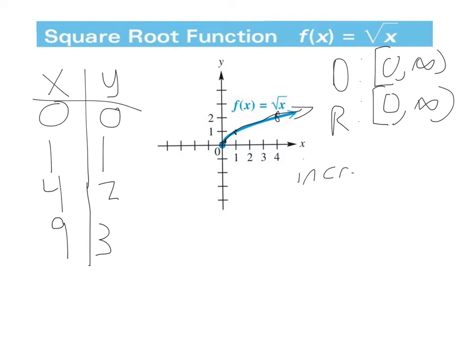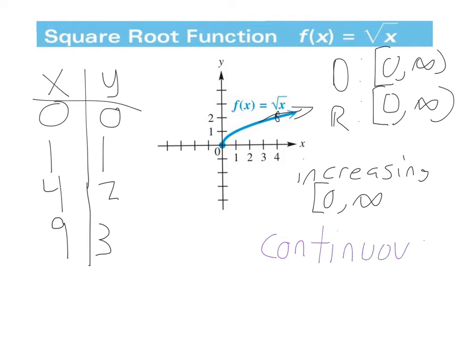Okay, it's increasing over the entire domain from 0 to infinity, because as the x values are increasing, the y values are also increasing. And it's also continuous on the entire domain. As you notice, there are no discontinuities on the entire domain, so it'd just be continuous from 0 to infinity.